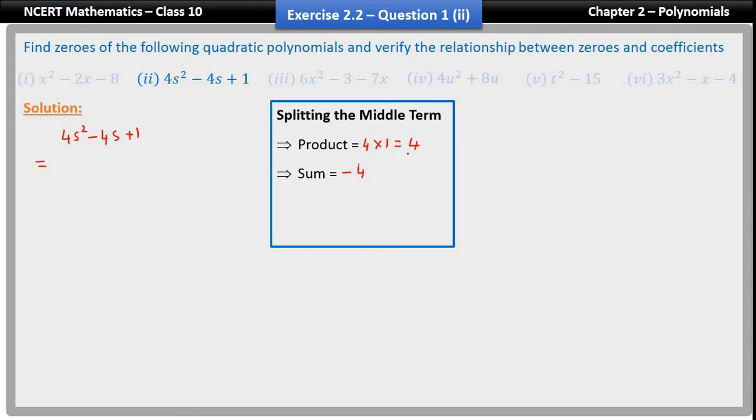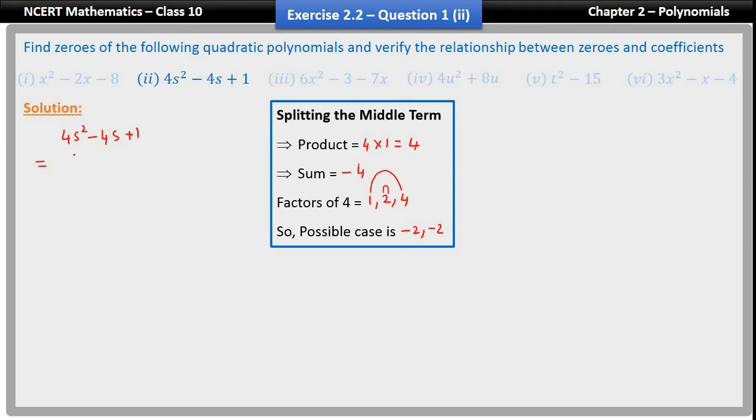Now we have to find a pair such that the product is 4 and the sum is minus 4. For this, it's easier if we first write the factors of 4. The factors of 4 are 1, 2 and 4. The possible cases where we get the product as 4 are 1 into 4, minus 1 into minus 4, 2 into 2, and minus 2 into minus 2. But we need the case where the sum is minus 4. The only possible case is minus 2 and minus 2, where the product is 4 and the sum is minus 4.